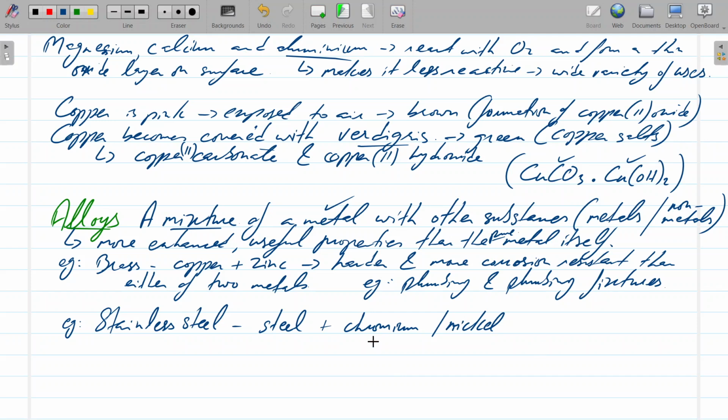And so what chromium does, it prevents from rusting. So again, bathroom fixtures or faucets, the silvery faucets that you use, the stainless steel faucets or fixtures or stuff like that that you may use around water, and they don't rust. That's why. Okay. And nickel makes the steel harder.